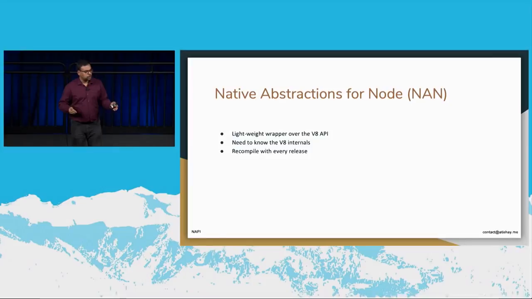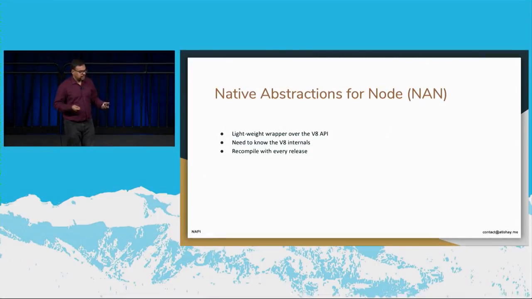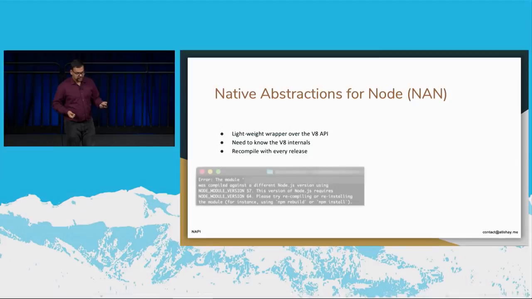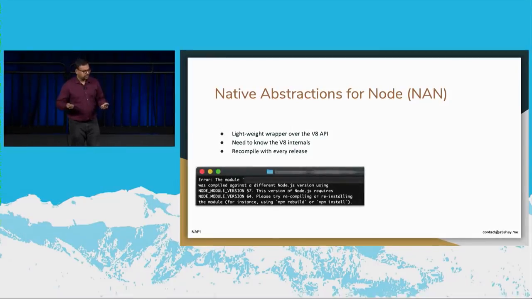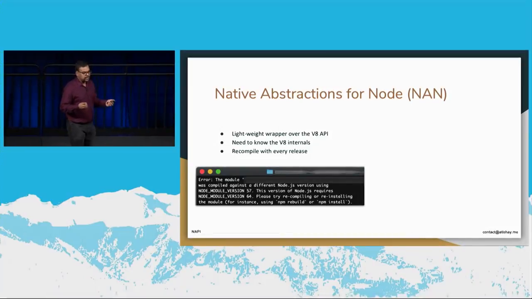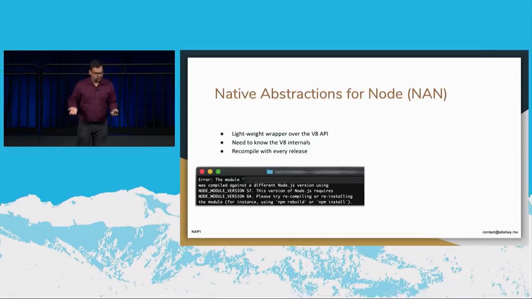But it was never thought out to be a very well-defined C++ interface for JS communication. And it starts to show its age. For example, you need to understand V8 to use NAN properly. You need to recompile with every release. People who use multiple versions of Node would have seen this error at some point or the other. This error comes in because of NAN. NAN is highly tied to a version of Node. And so if you want to switch your Node version, there are problems.